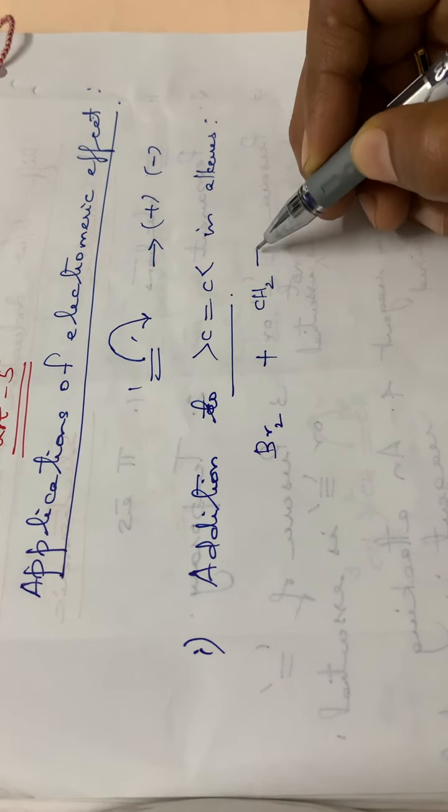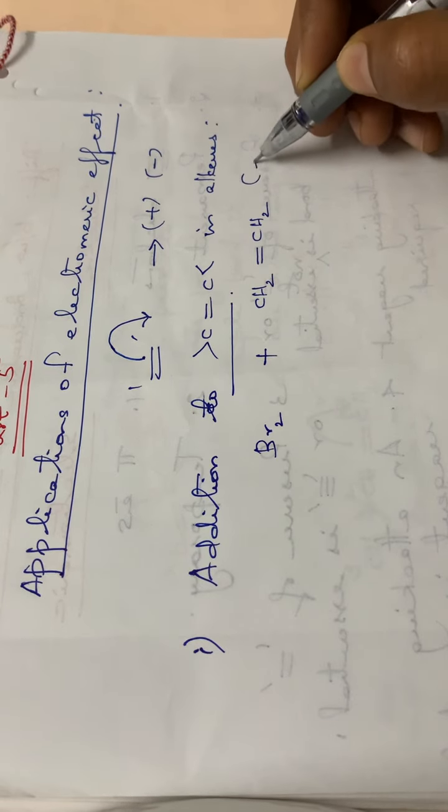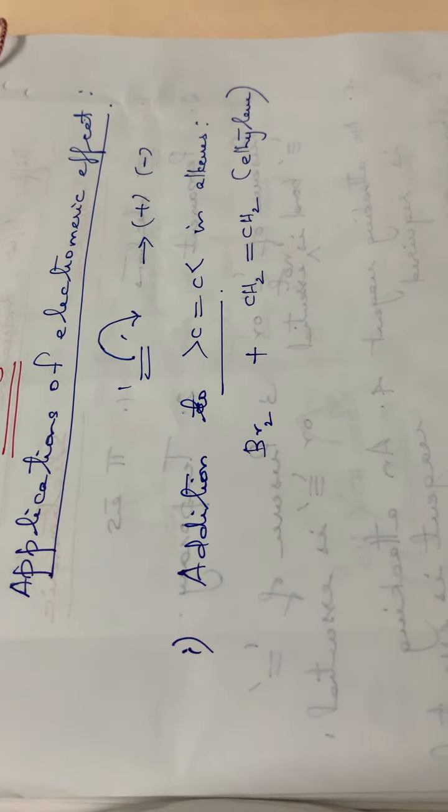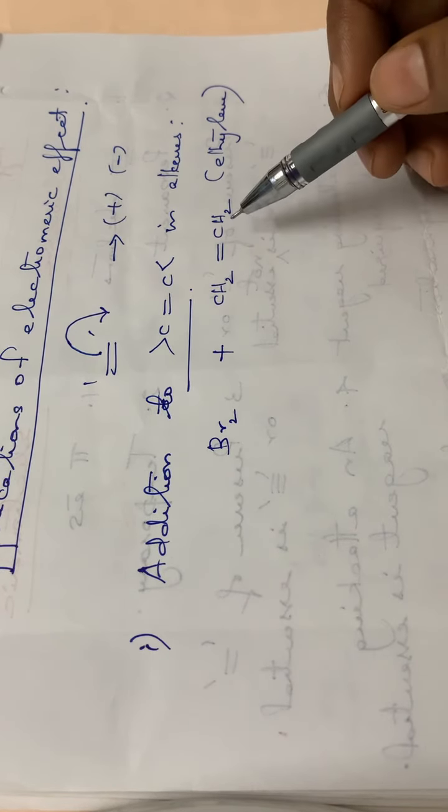Ethylene molecule means it is CH2 double bond CH2. So it is an alkene. Ethylene molecule means it is an alkene, that is a double bonded compound.